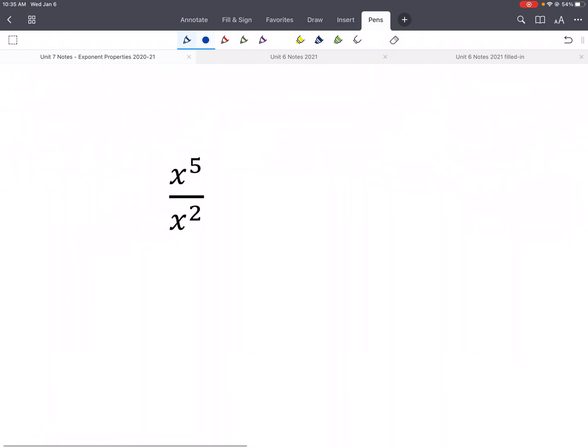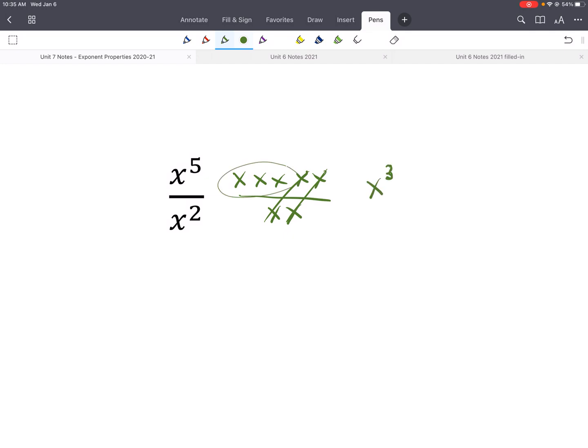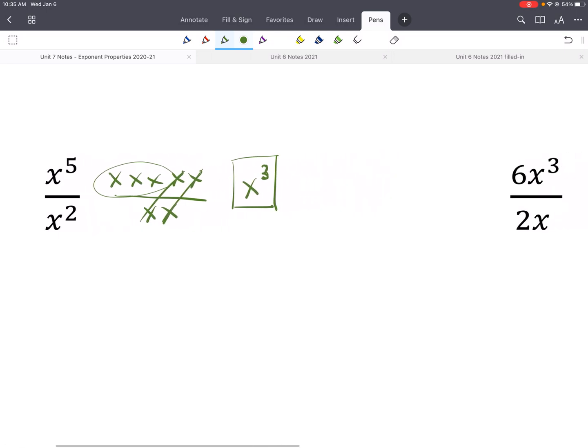All right, here's some variables. You're going to have more variables on your homework and your test than what we did previously above. So here we'll just expand x times x 5 times. On the bottom we have 2. Cancel, cancel. That leaves us with 3 x's, or x to the 3rd. So I hope you're coming up with some sort of idea of what the rule is when we divide like bases. What do we do with their exponents?